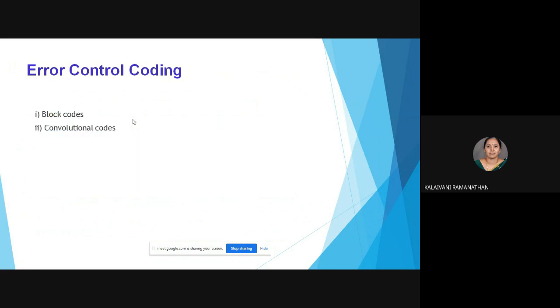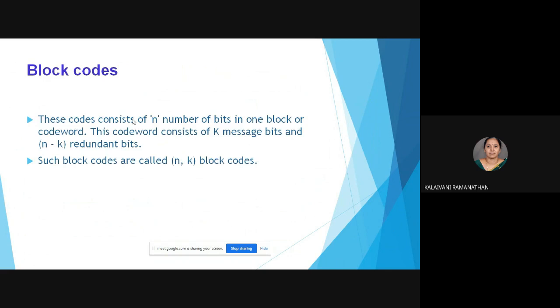Error control coding can be classified into two types. One is known as block codes and another is known as convolutional codes. In block codes, there are n bits in one block or code word. This code word consists of k message bits, and n minus k redundant bits, or check bits, or parity bits. Such codes are called (n, k) block codes, where n represents the total number of bits in one block or code word, and k represents the message bits in the code word.